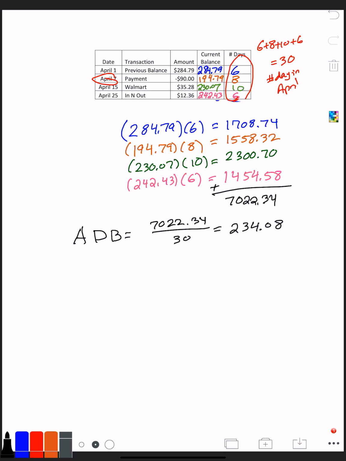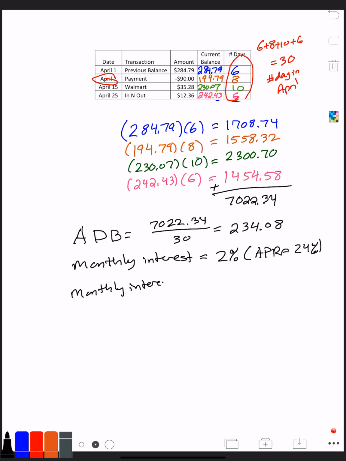The reason why we care about average daily balance is that's how they decide what your interest charge is going to be. So let's suppose that you have a credit card with a monthly interest rate of 2%. That would correspond to an APR of 24%, which is kind of normal for credit cards. 24%, 12 months, it's 2% per month. And then that means we would get the monthly interest charge by calculating the average daily balance times the monthly interest rate, 2%.